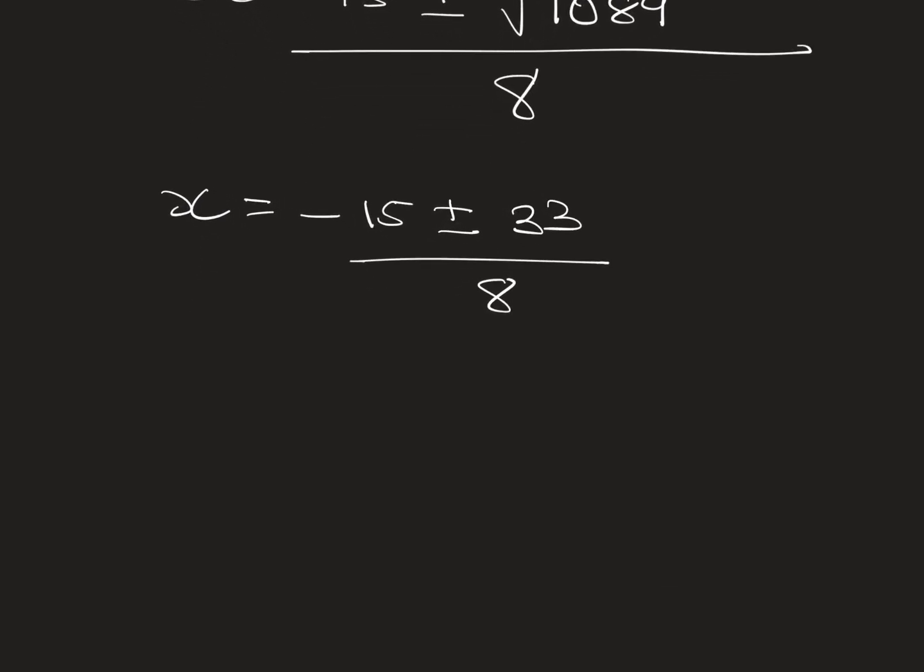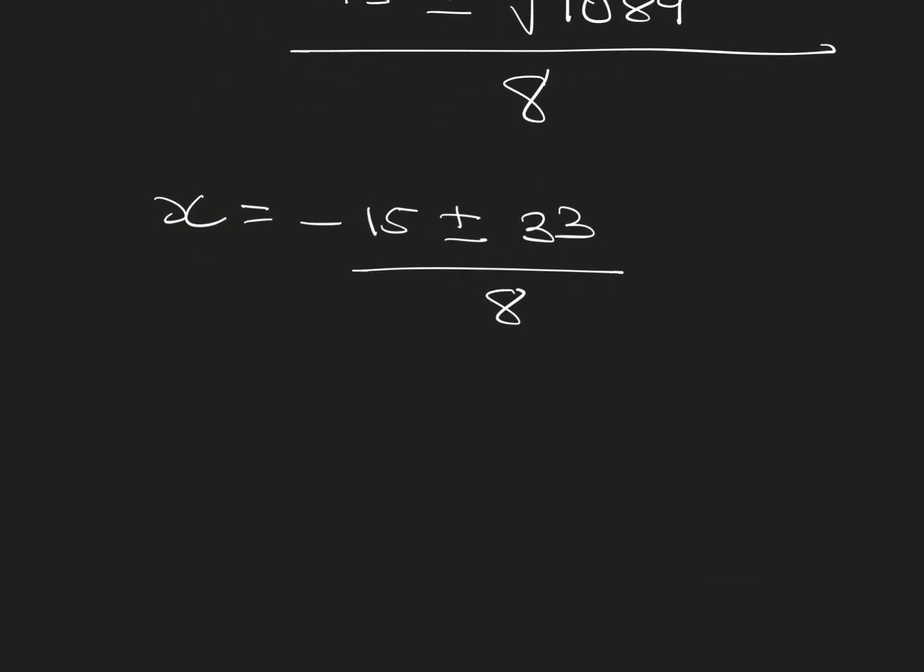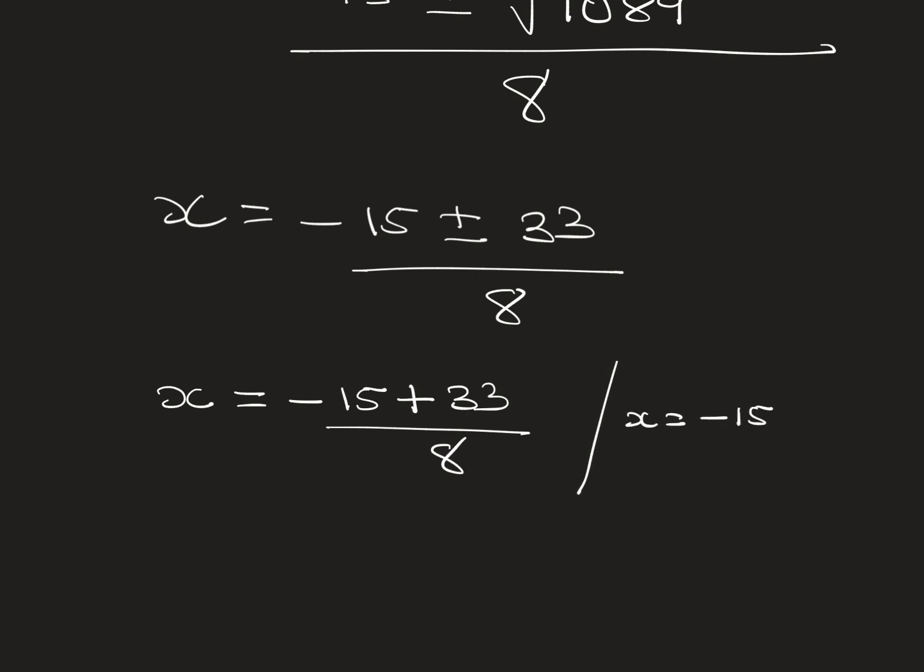Then at this stage, what you have to do is to differentiate, because you have positive and negative, so you can separate them. Okay, you can use the first case as positive, then the second case as negative, in order to be able to get two answers. So we can say x equals negative 15 if I'm considering plus, so that will be plus 33 divided by 8, or x is equal to negative 15 if I'm considering the negative, it will be negative 33 divided by 8.